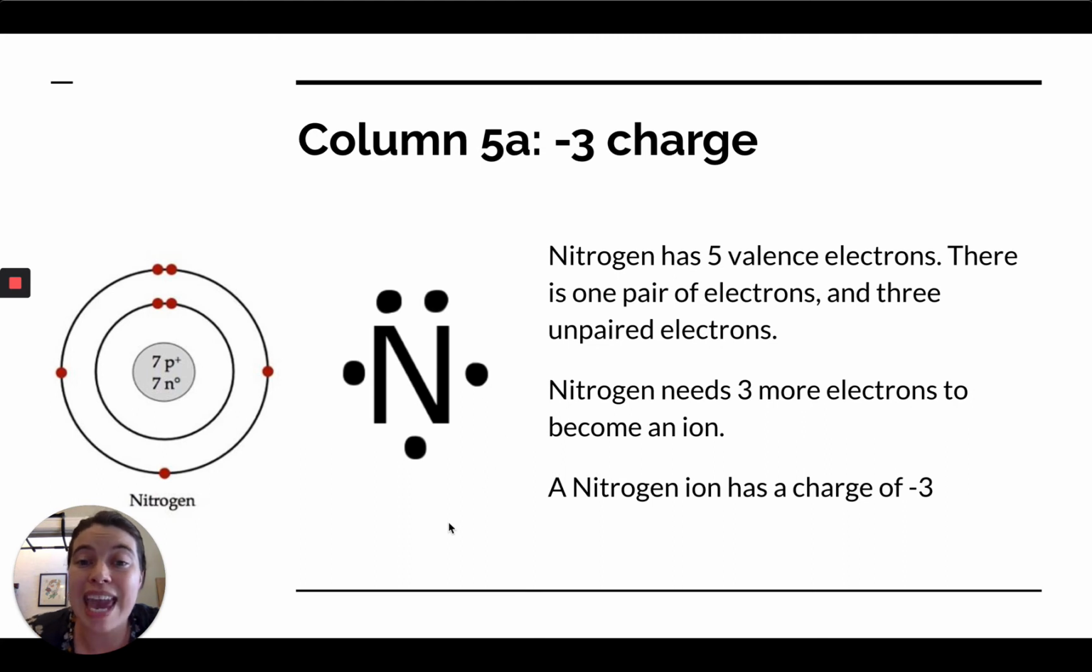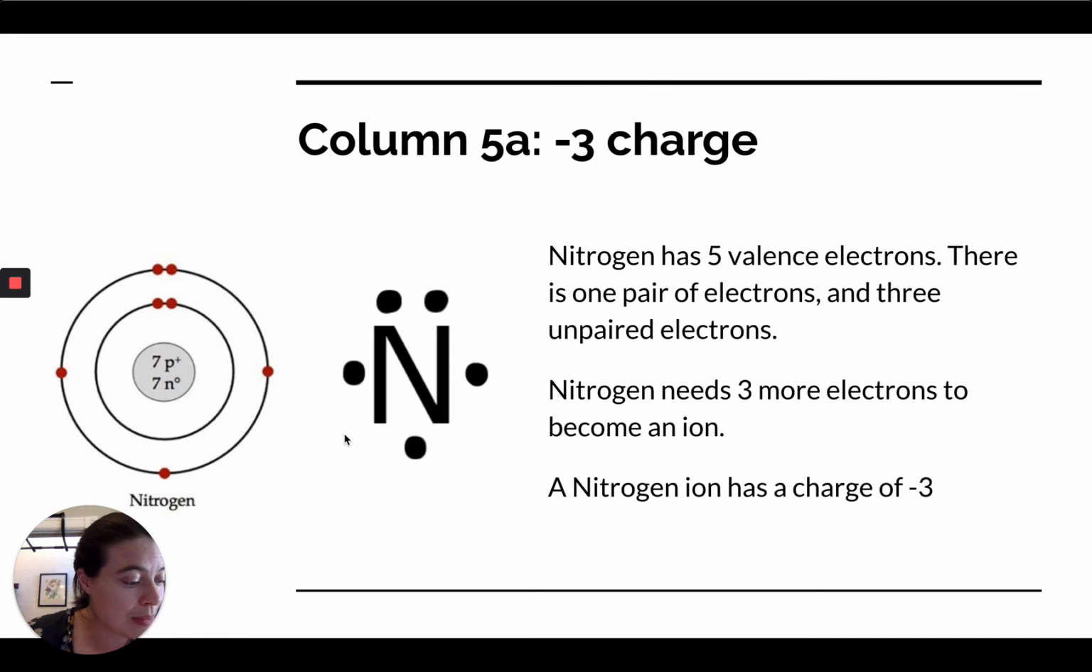Now, if it gains 3 electrons, it's adding 3 negative charges. So if you have 0 plus -3, well, that gives you -3. So you're going to end up with -3 as the charge for nitrogen ion. So a nitrogen ion has a charge of -3.